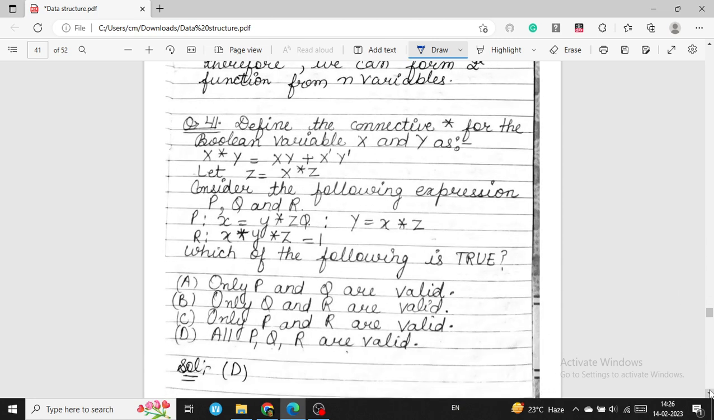Now the next question. Define the connective star for the Boolean variables: x star y is equal to xy plus x dash y dash, and let z be equal to x star z. Consider the following expressions P, Q, R. P is x equal to y star z, Q is y equal to x star z, and R is x star y star z, that is equal, and the answer is all are valid. How? We will solve it here.